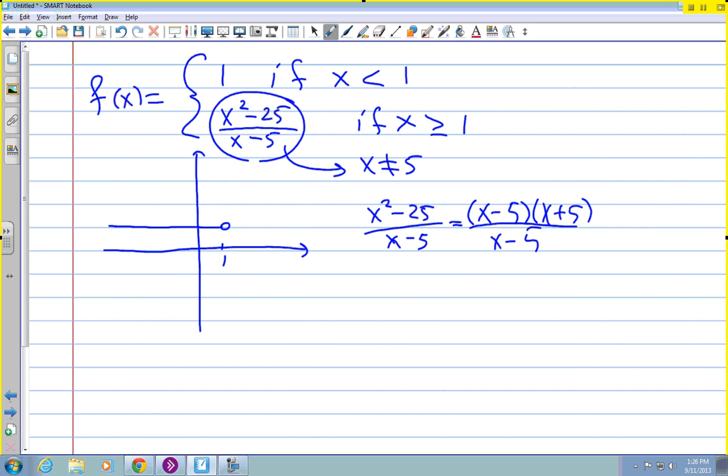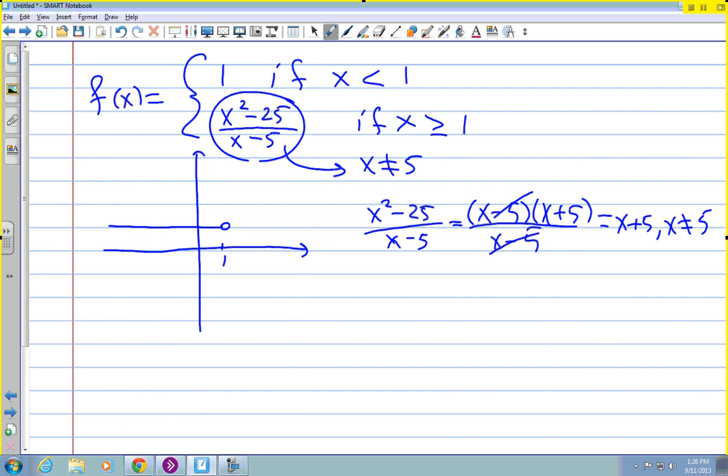Okay, so if I reduce x minus 5, I'll get x plus 5, but x still cannot equal 5. That part stays with that expression, just because our function was originally defined as a fraction. That issue stays with us. X cannot equal 5. Okay, so how do I graph that?